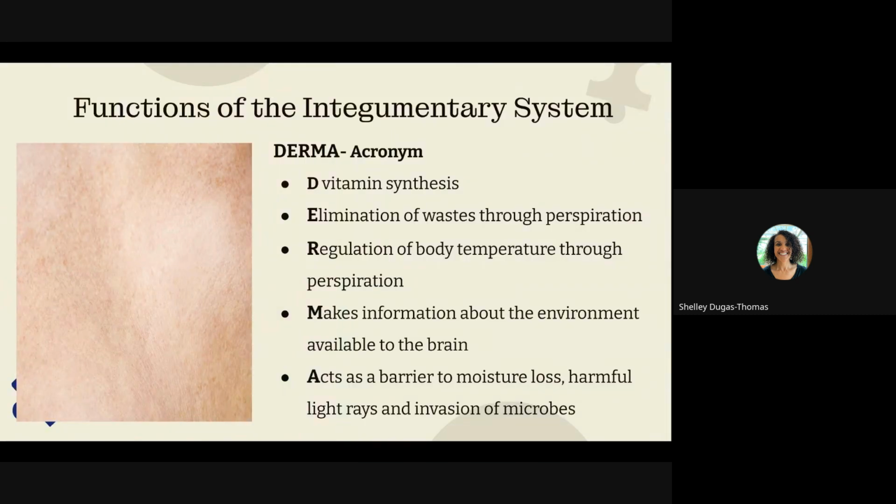So, to make the functions of the skin easy to memorize, let's look at the acronym DERMA. D for vitamin D synthesis. This is crucial for bone health and it's triggered by UV light. E stands for elimination of waste through perspiration, sweating out small amounts of metabolic waste. R stands for regulation of body temperature through perspiration and blood flow changes. And M stands for makes information about the environment available to the brain via sensory receptors.